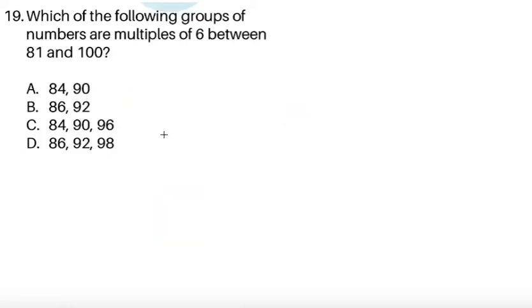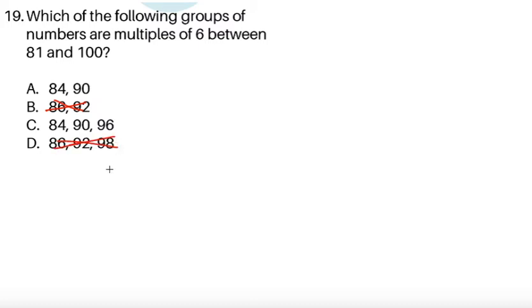For item 19, which of the following groups of numbers are multiples of 6 between 81 and 100? So we can see that A and C have similar answers and B and D have similar answers. But from these choices, we can immediately cross out B and D. Why? Because none of the terms here in B and D are divisible by 6. Just try 86, it's not divisible by 6. So we can already cross out B and D.